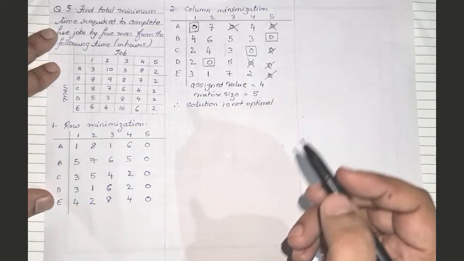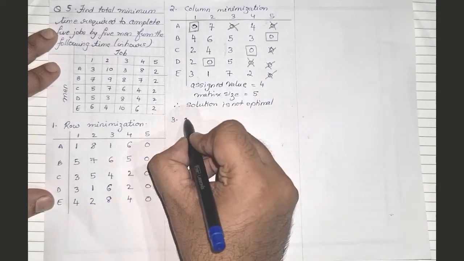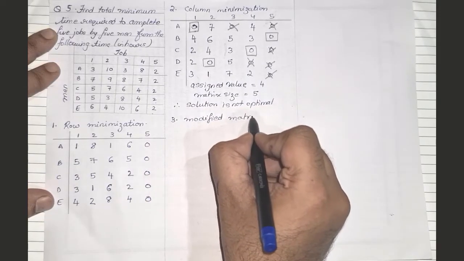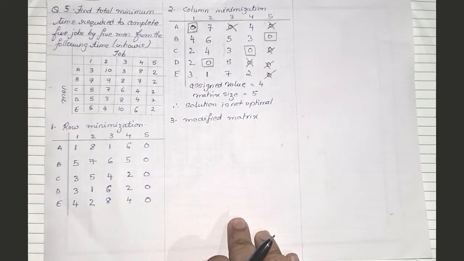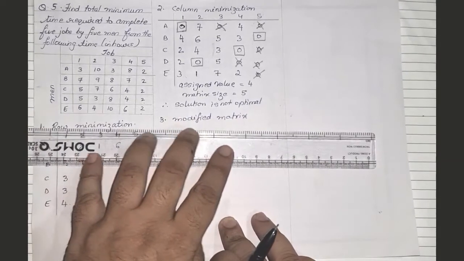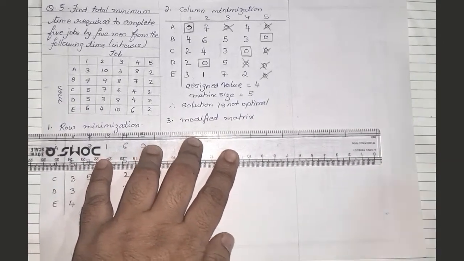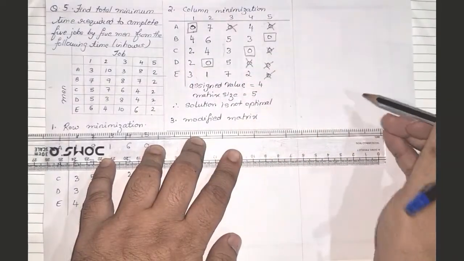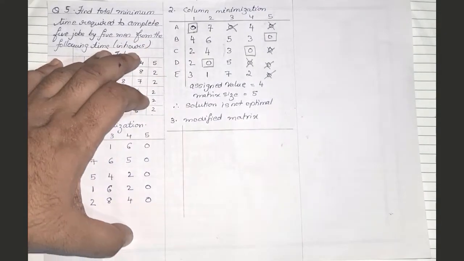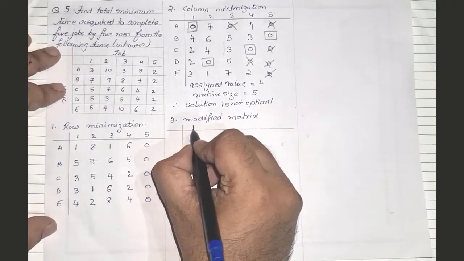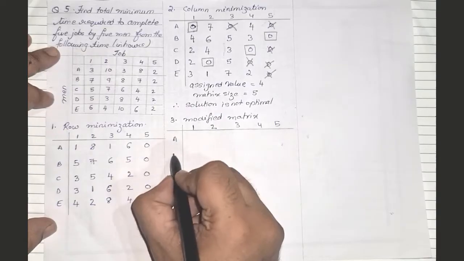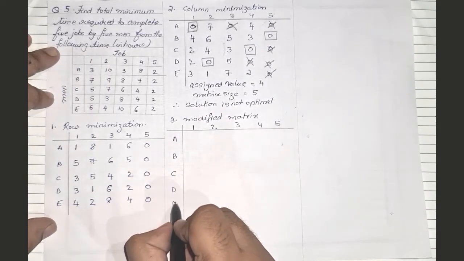So if the solution is not optimal, we'll have to create a next table that will be a modified matrix. Again, the modified matrix will have similar columns, where we'll have the jobs and the men, so we will mark it out. We'll just make the structure and keep it first. In jobs we have 5 jobs, so 1, 2, 3, 4 and 5. In men we have 5 men, so we have A, B, C, D and E.